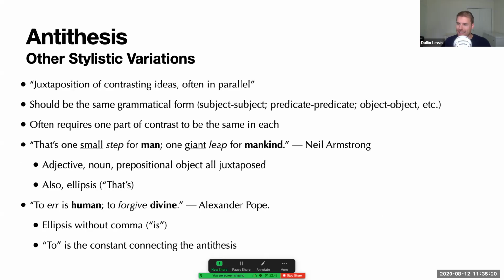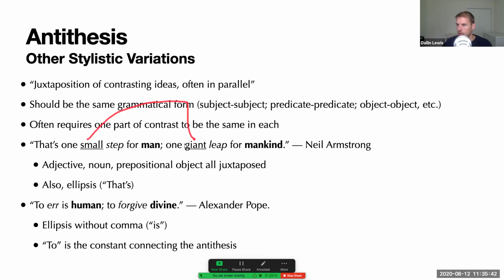Okay, antithesis. This is where we put two opposing things in grammatical parallel, creating a heightened sense of contrast. And to create that sense of parallel, the opposing ideas should be the same grammatical form, like subject, predicate, and prepositional phrase, and so forth. So to take some examples, famous ones, that's one small step for man, one giant leap for mankind.